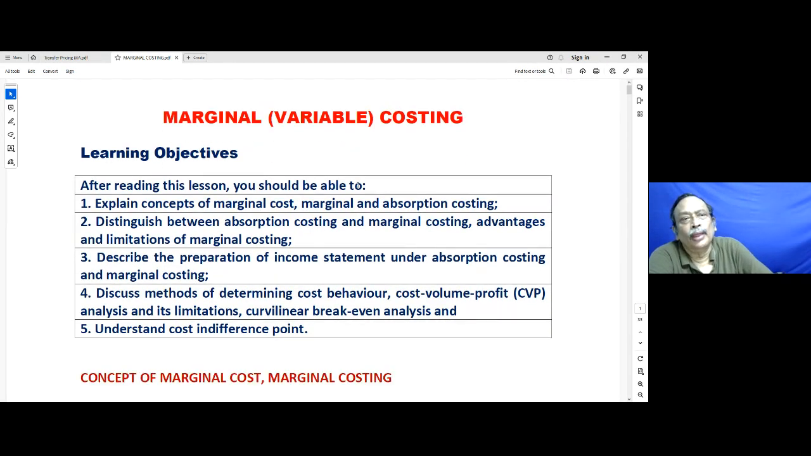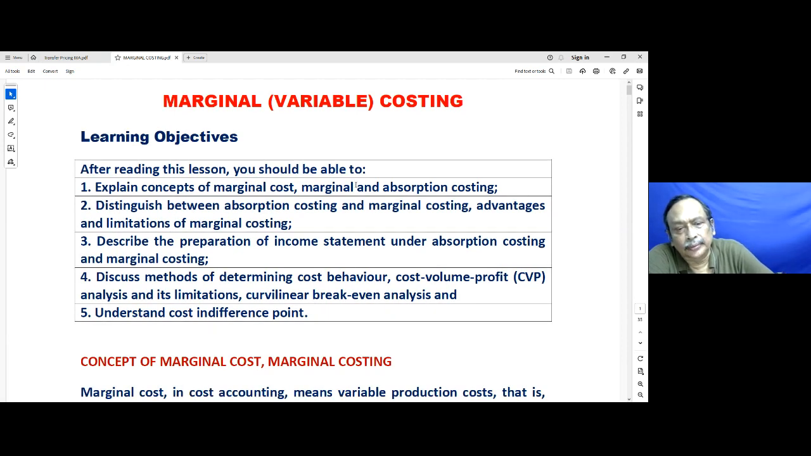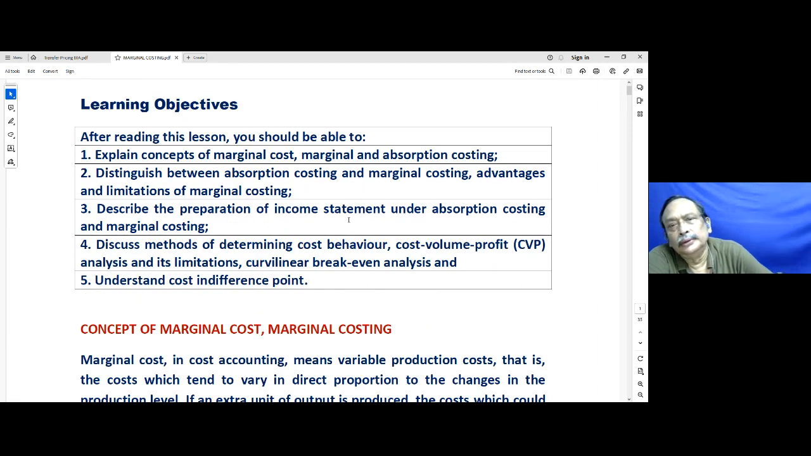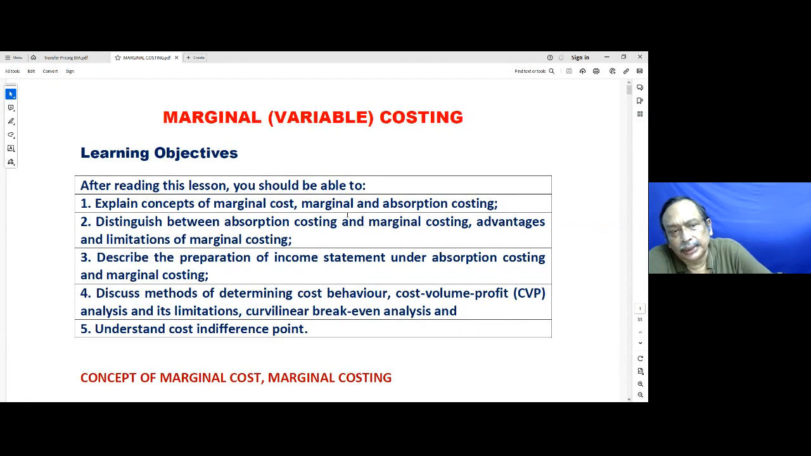Now we are about to start marginal costing, which is also called variable costing. Actually, in marginal costing, in your group 2, especially as the paper Management Accounting is concerned, a lot of emphasis should be given on the very perception of marginal or variable costing.